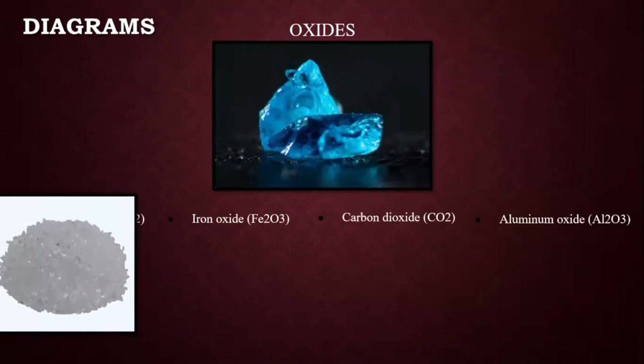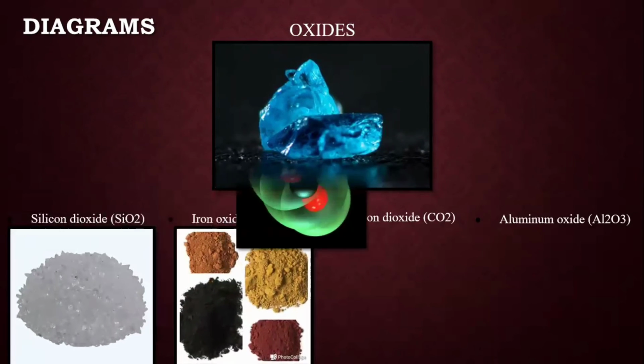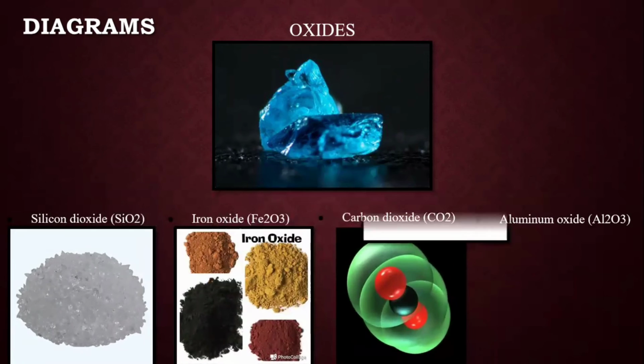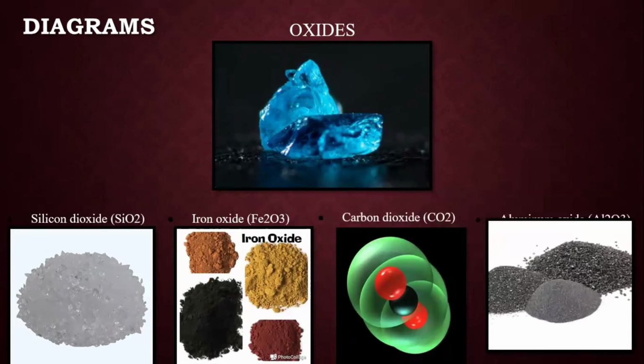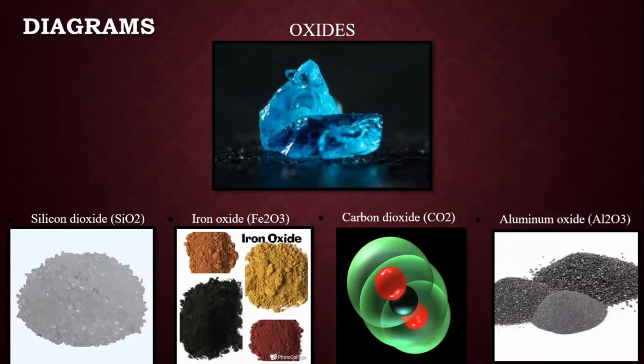And here we have some pictures of what they would look like: the silicon dioxide, iron oxide, carbon dioxide, and the aluminum oxide.